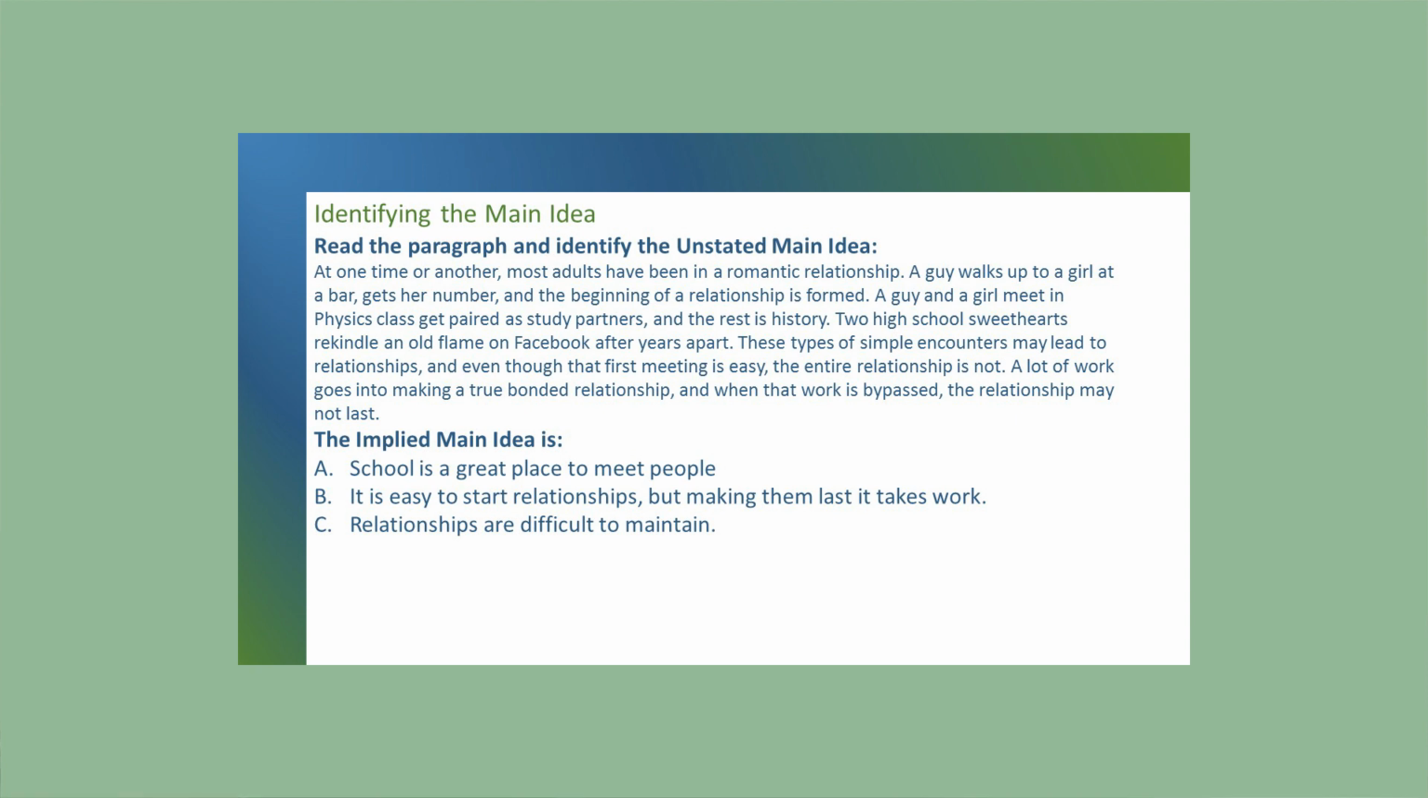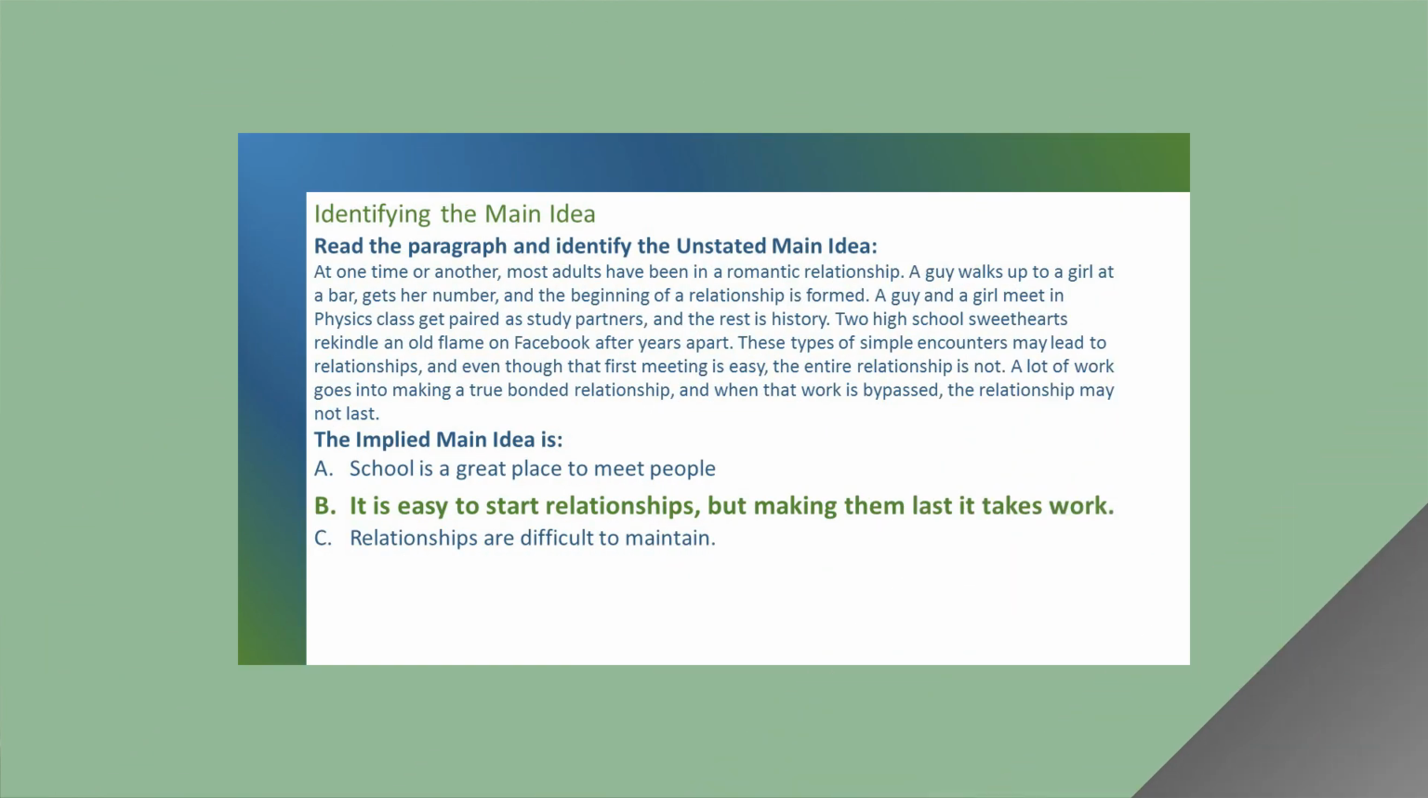If you take a look at the paragraph, there's not a lot of information about the first one. School is a great place to meet people. It might be, but it's not really illustrated a lot in the paragraph. If we look at C, relationships are difficult to maintain. Yes, that's in the paragraph, but if you look at the whole thing, that's not the only thing it talked about. But look at B. It is easy to start relationships, but making them last takes work. That seems to be illustrated a lot in the paragraph. That probably is going to be the unstated main idea.